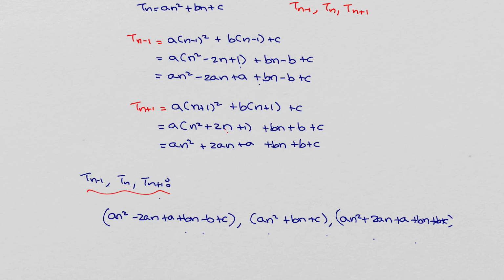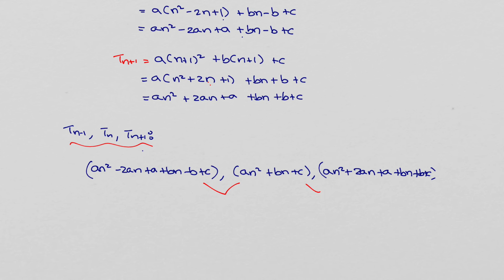So if we were to get the first difference between each of those, so in other words, if I was to subtract and subtract, well, what do I end up with? So I have an squared minus an squared, which is 0. I have bn minus bn, which is 0. And I have c minus c, which is 0. And then I have minus 2an becoming plus 2an, minus a, and minus b becoming plus b. So that would be my first difference there.